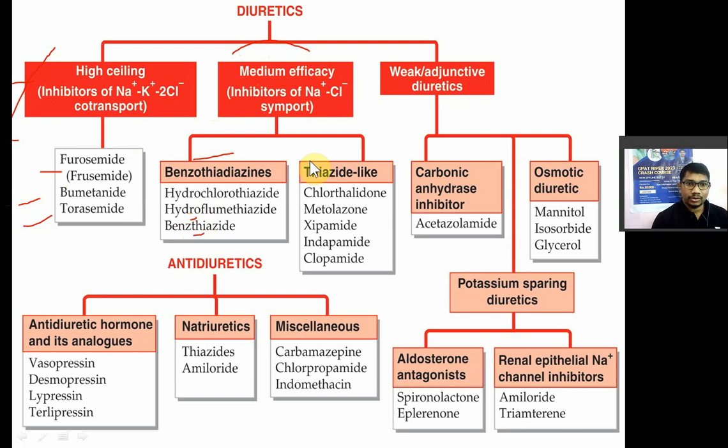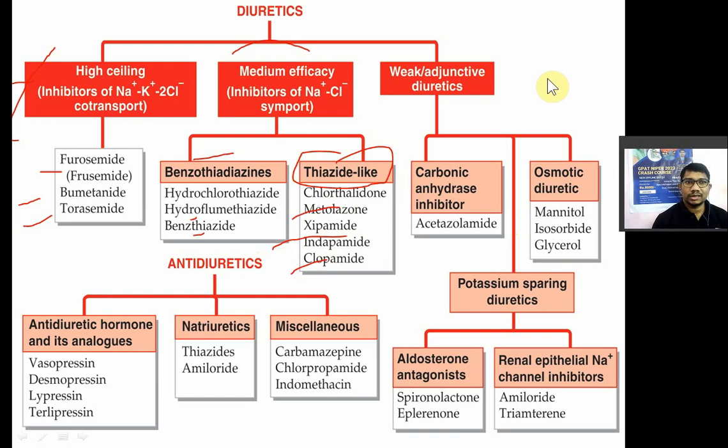Thiazide like diuretics. So thiazide like means they will not have a structural resemblance to thiazide. They will not have a similar structure to thiazides, but they will act like a thiazide. They will have a similar mechanism with thiazide. So chlorthalidone, then metolazone, xipamide, indapamide, and clopamide. These are thiazide like diuretics.